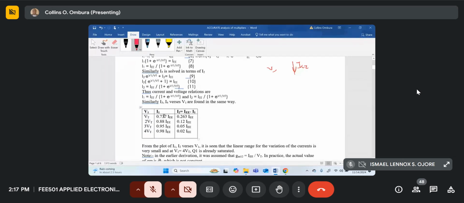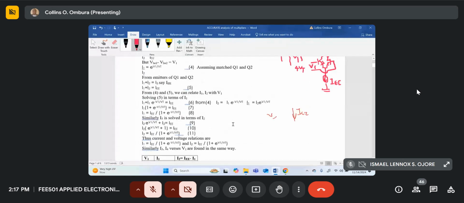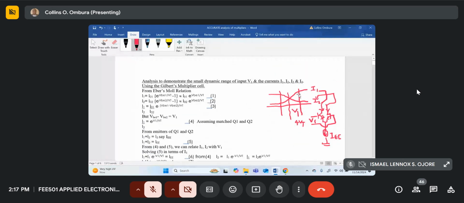So if the other one is 0.737 IEE, the other one will be 0.263. So 0.263 plus 0.737 will give you IEE. So you can continue plotting 2 VT, 3 VT, 4 VT. So here you get a plot of V1 versus currents I1 and currents I2. And that's how you get this curve over here. The two curves of the currents. So the current I1 is this one, current I2 is this one.